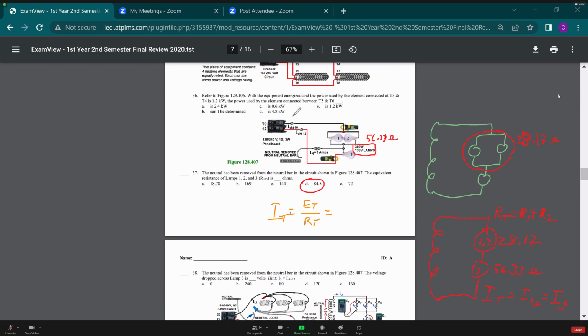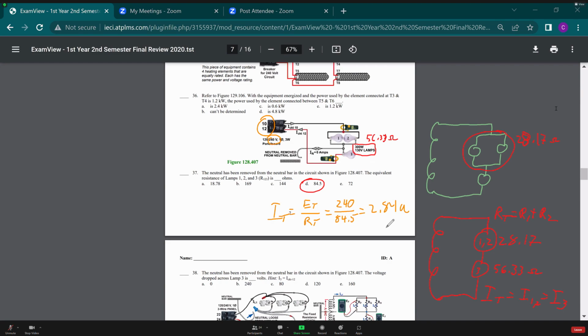That total digit is going to be 240. It's 240 because we have two circuit breakers, 10 and 12 here. So if we're going phase to phase, 240. 240 divided by our 84.5 is going to equal what? 2.84 amps. Perfect. Now this is going to give us the amps overall.